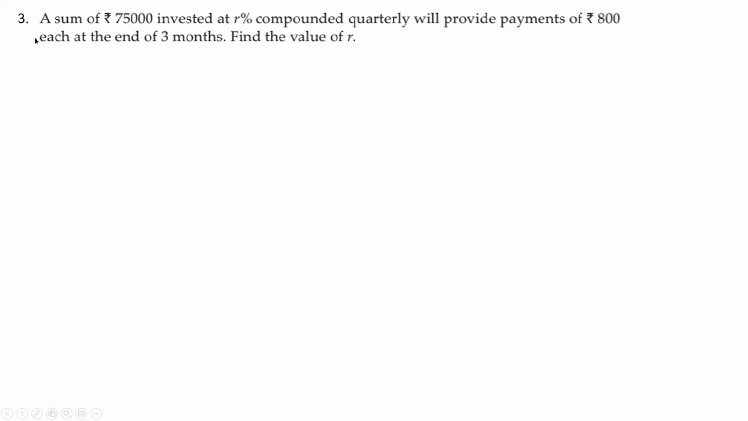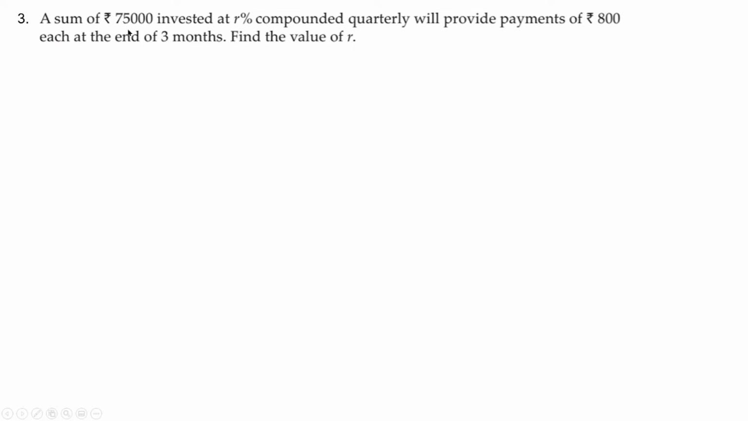Next question. A sum of rupees 75,000 invested at R% compounded quarterly will provide payments of rupees 800 each at the end of 3 months. Find the value of R. So here it is given a sum of 75,000 invested at R%, which is compounded quarterly. It will provide payments of rupees 800 each at the end of 3 months. We need to find the value of R.